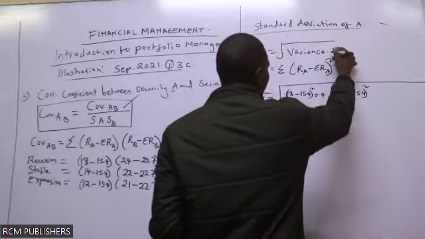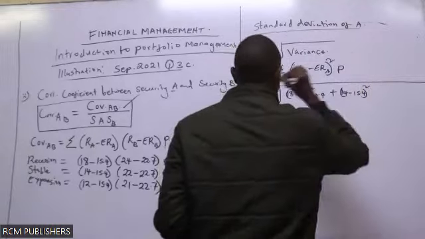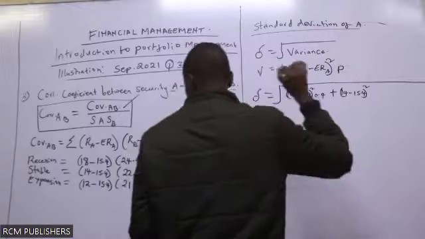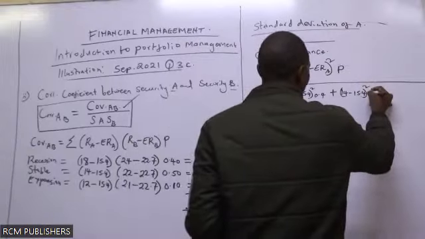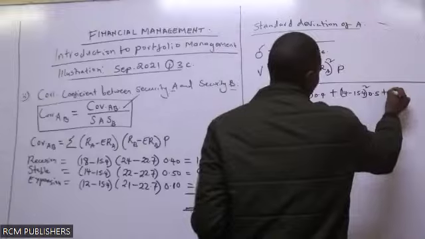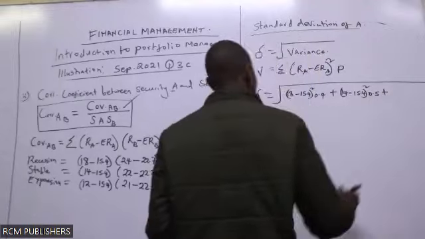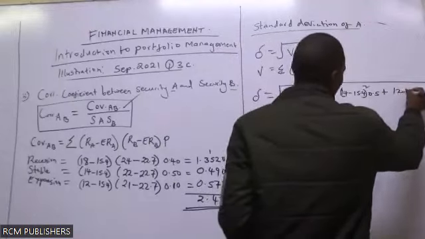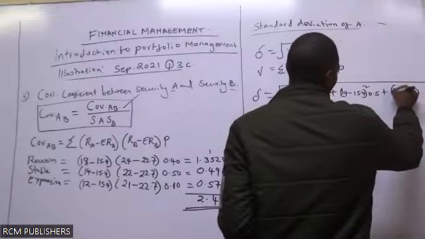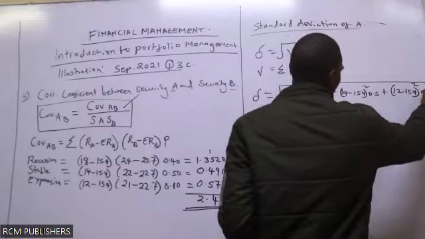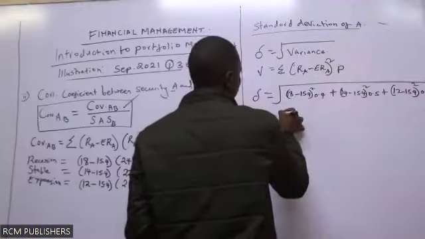Most of the students forget this squared. Then you add the other one, which is 12 minus 15.4 squared, then times 0.1. So I don't know how much you get here.